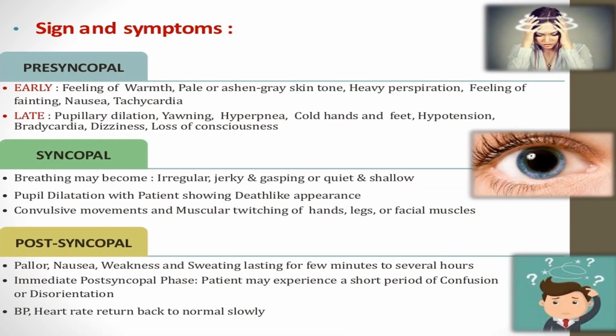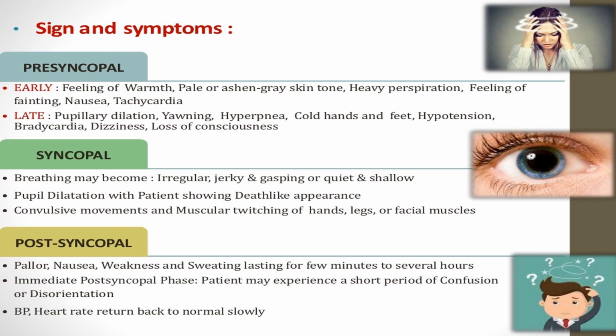Signs and symptoms. Presyncopal, early: feeling of warmth, pale or ashen gray skin tone, heavy perspiration, feeling of fainting, nausea, tachycardia. Late: pupillary dilation, yawning, hyperpnea, cold hands and feet, hypotension, bradycardia, dizziness, loss of consciousness.